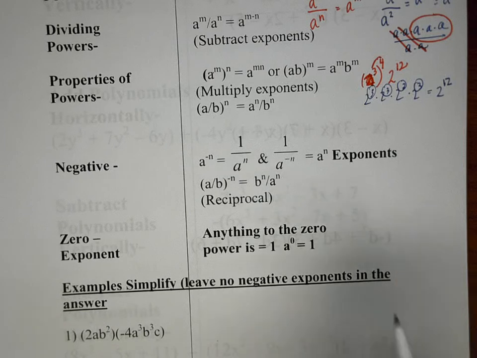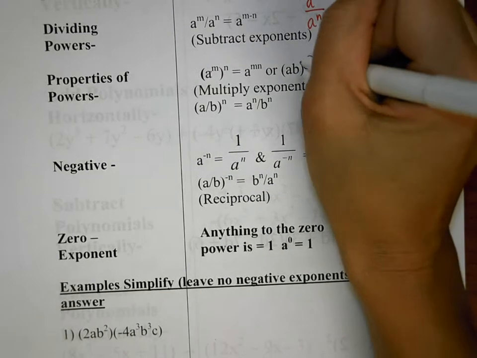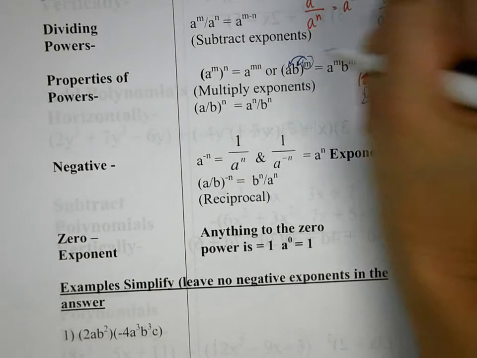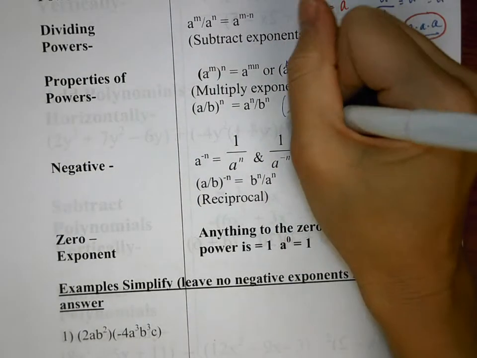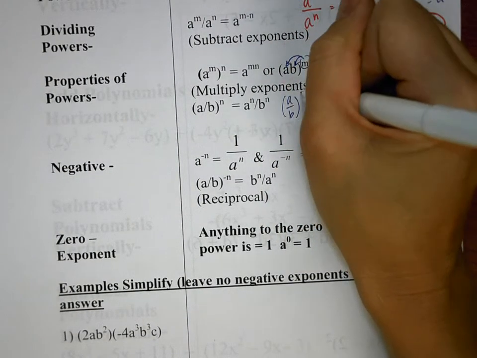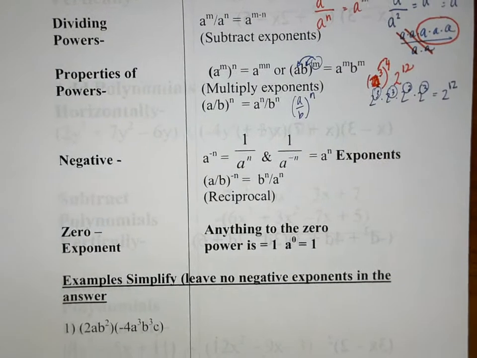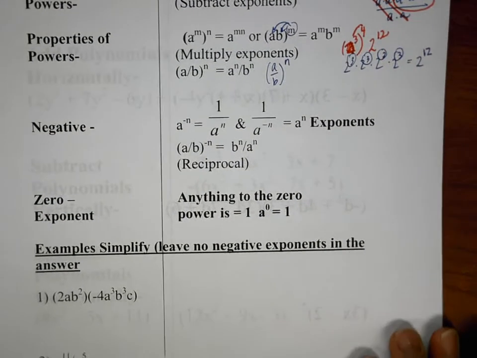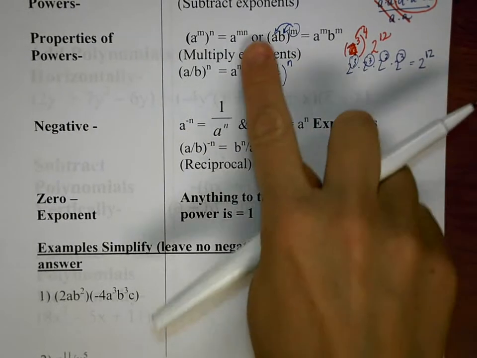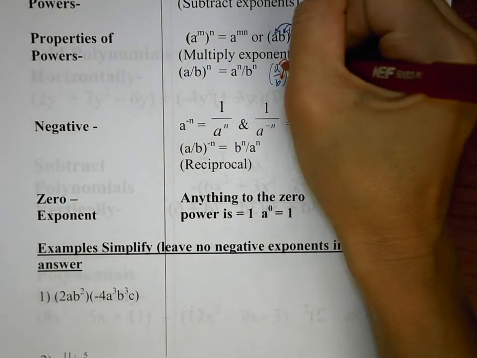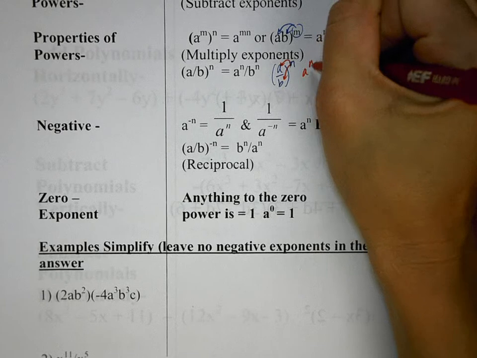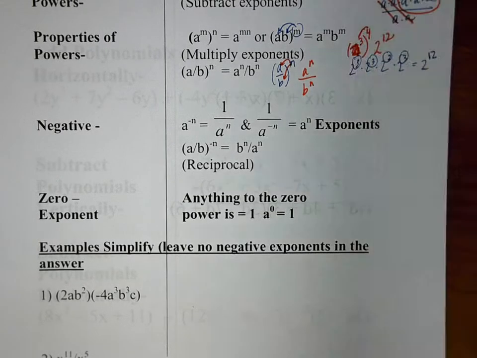Okay? And same thing if you have an exponent on the outside, that needs to go to each term inside. Same thing with fractions. If you have a over b raised to the nth power, that nth power needs to go to everything that the parenthesis is touching. And that is how you end up with a to the nth power over b to the nth power.